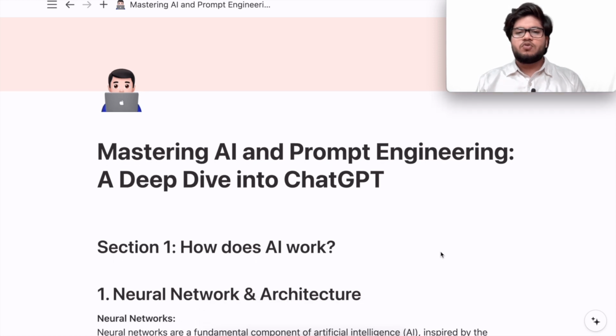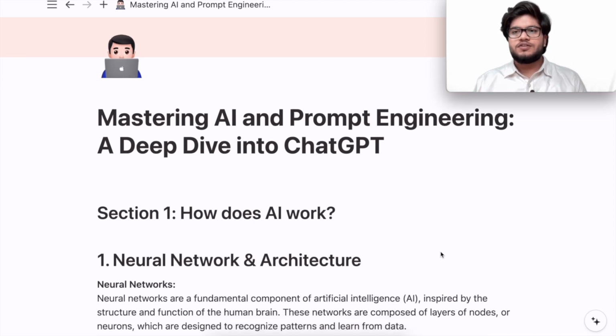So let us now begin our course. Section 1 of this course will be how does AI work. In this section, we'll be learning how AI works and basically how ChatGPT works. If we put a prompt to ChatGPT, how does it generate a response, and what is artificial intelligence, how does artificial intelligence work.